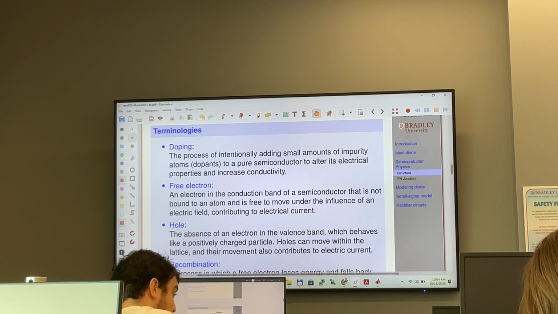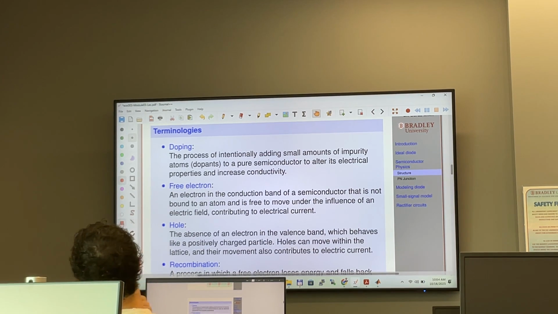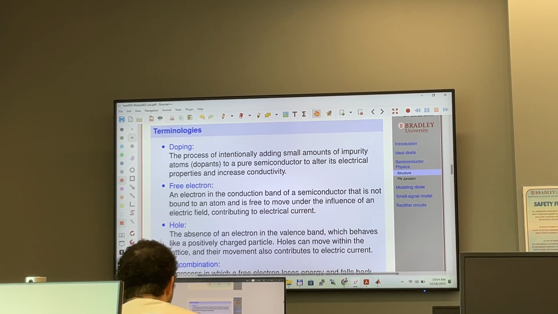In the exam, guys, I'm not going to ask you for the terminology of what is doping, what is a hole, what is recombination. It is just for you to understand how it works. The exam is going to be mostly problem-based. I'm not going to read my slides; I made them very concise and they are available to you. So I'm just going to give the high-level description.